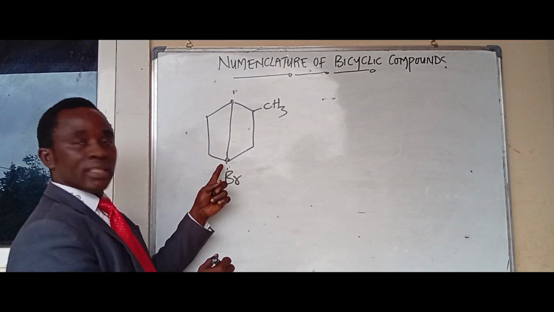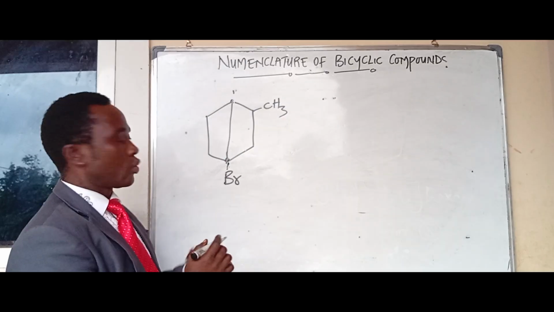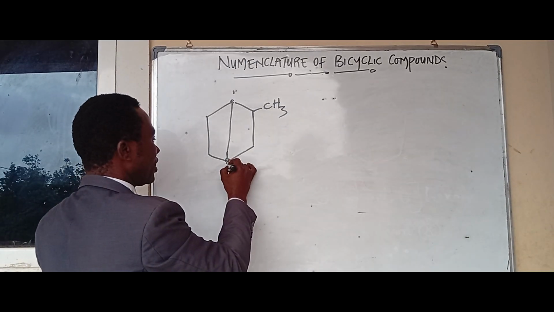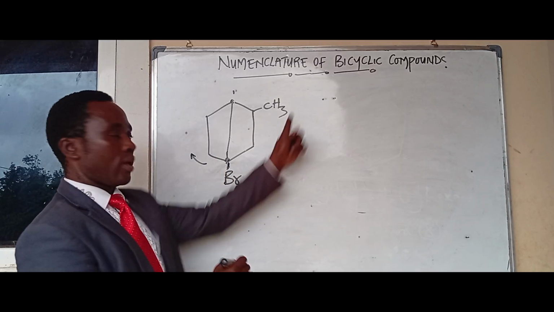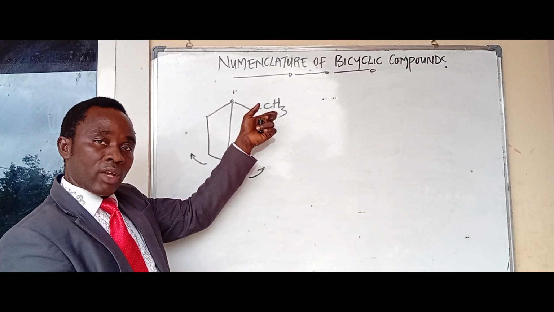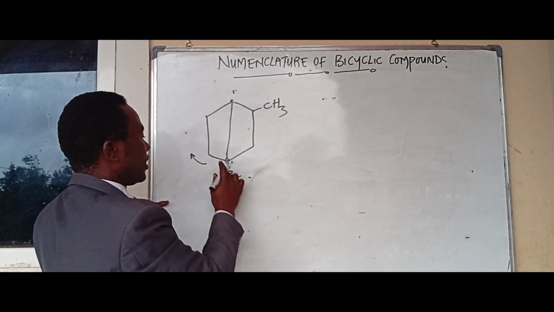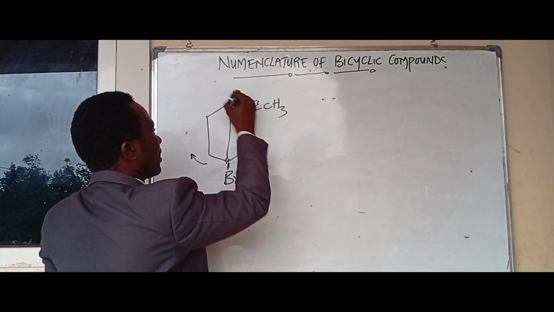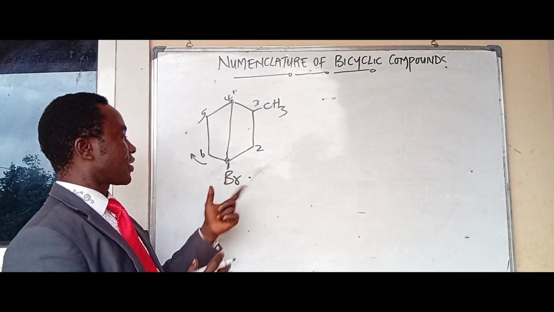But if you look at this compound, you find out that there is a substituent at this place. So it's better for us to start from that place, which is 1. So this one becomes 1. You can number from here, but the best is to number this way, because we meet another substituent faster from this place than from this place. So this is 1, this is 2, this is 3, this is 4, 5, and 6.